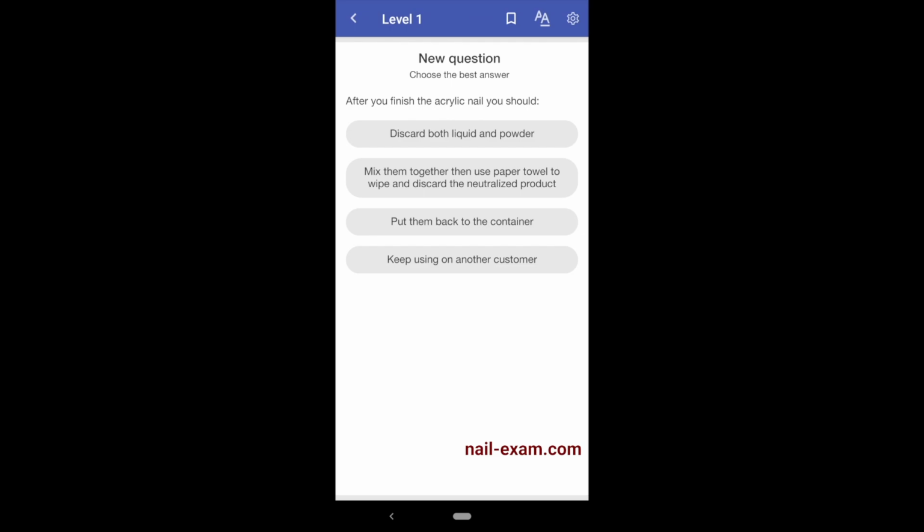After you finish the acrylic nail, you should. Answers: A. Discard both liquid and powder. B. Mix them together, then use a paper towel to wipe and discard the neutralized product. C. Put them back in the container. D. Keep using on another customer. The answer is B.